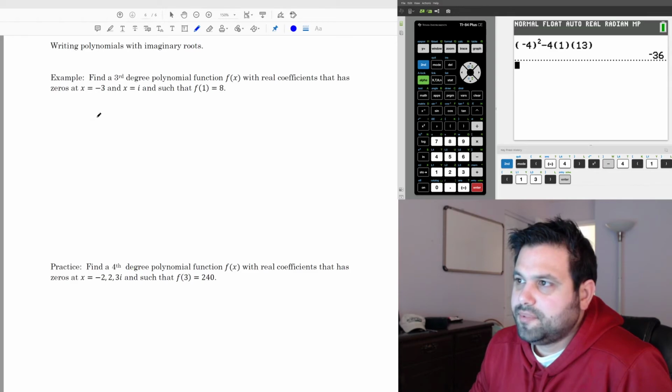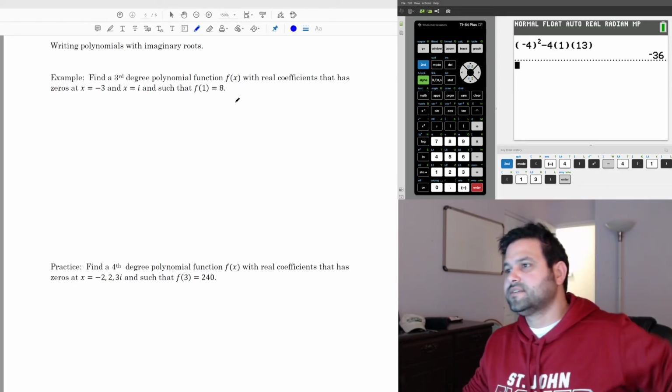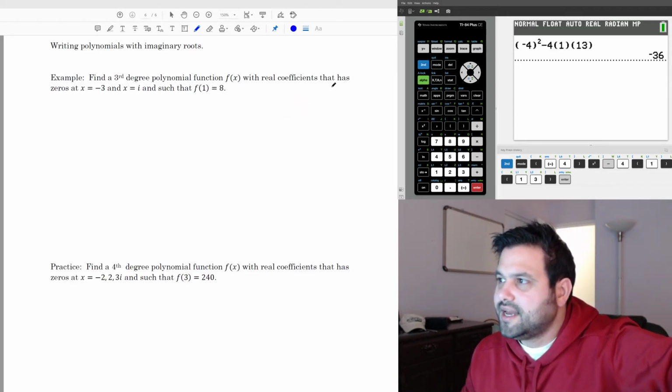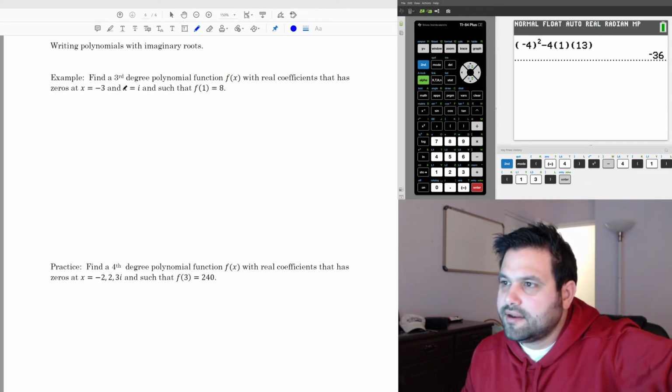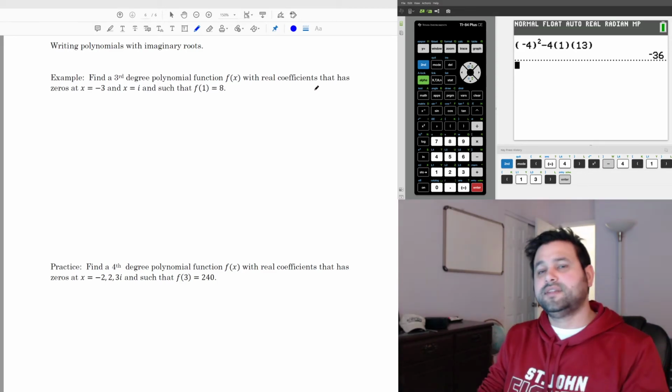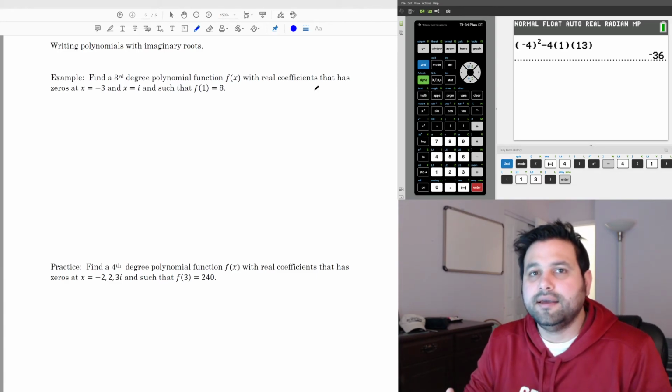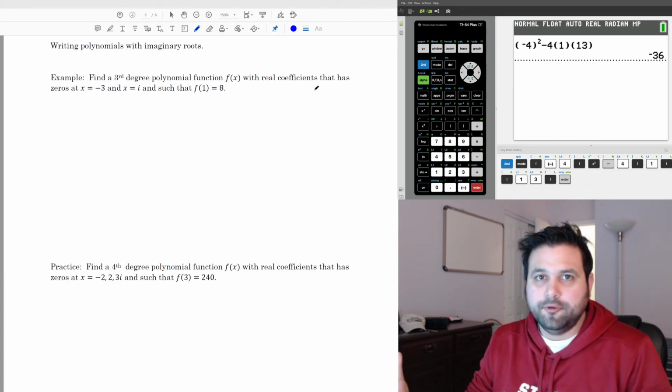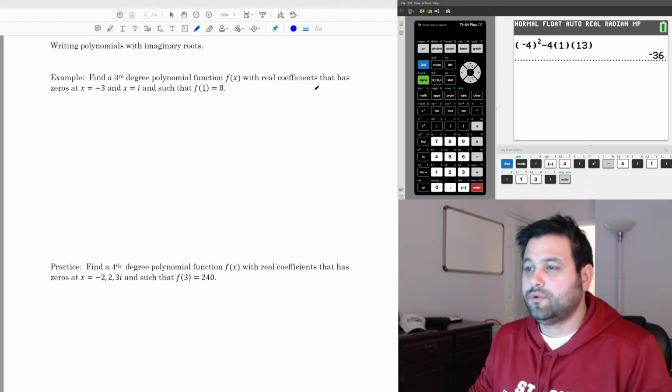Find a third degree polynomial function, f of x, with real coefficients that has zeros at x equals -3 and x equals i, and such that f of 1 equals 8. So the real coefficients part just means that we can't leave i in our polynomial. Okay, we have to get rid of that somehow.